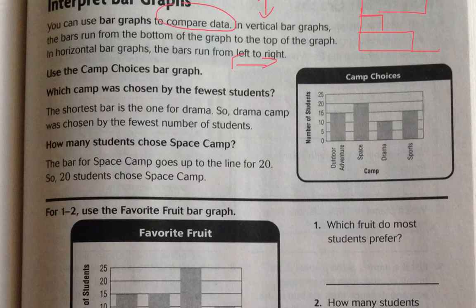Alright, so using the camp choices bar graph, which camp was chosen by the fewest students? I'm going to look for the shortest bar in that data, and that is going to tell me the fewest number of students. Looking at the bar graph, I see that drama is the smallest of the bars, so drama was chosen by the fewest number of students. The second question was how many students chose Space Camp? The bar for Space Camp goes all the way up to number 20 here. So 20 students chose Space Camp. Alright, let's do some examples of our own.